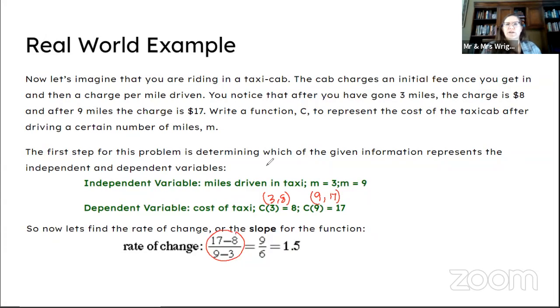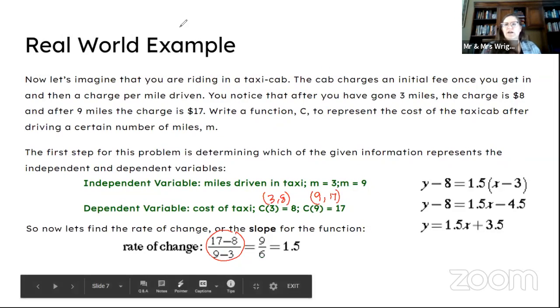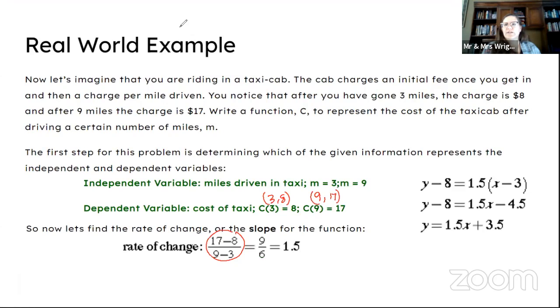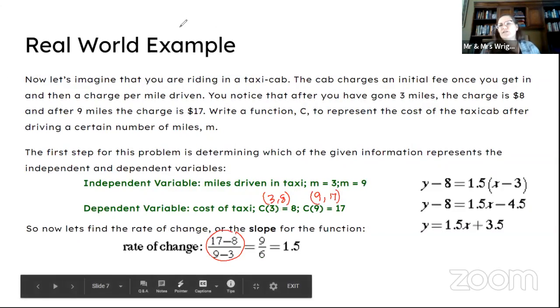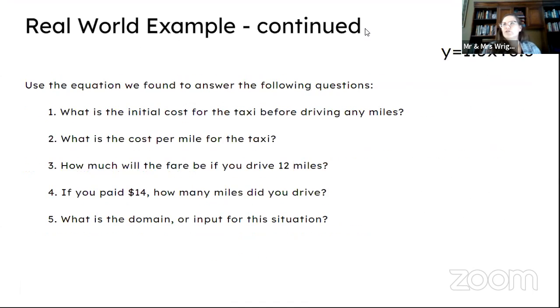Now, our slope is 1.5. We can go ahead and write an equation. I've filled in the information here for my y1 value and my x1 value and my slope. Then I've rearranged it all. I've distributed the 1.5. I've rearranged it so that I have it in slope-intercept form, y equals mx plus b. Okay, so we're going to take that information and utilize it to answer the following questions.